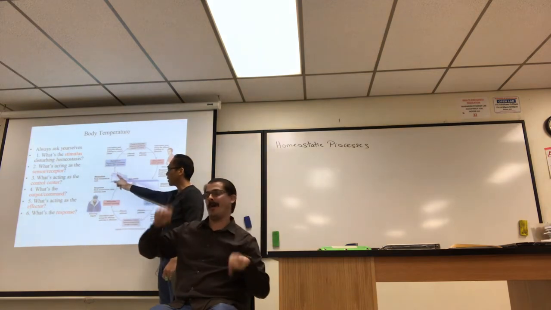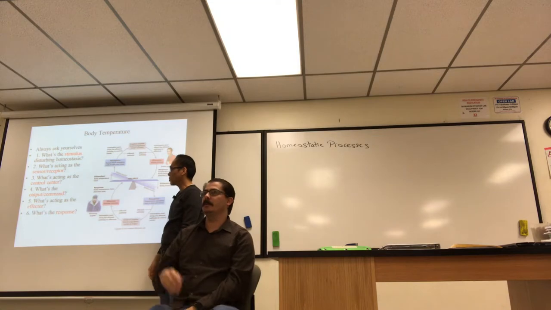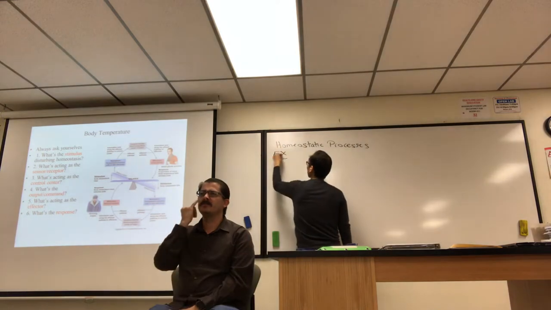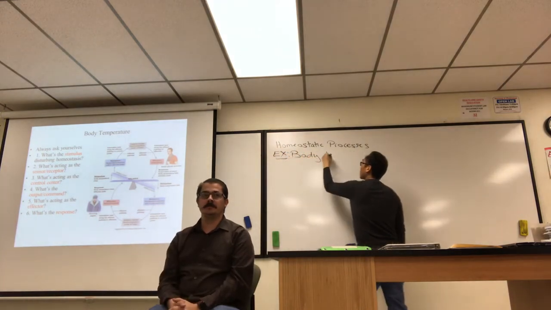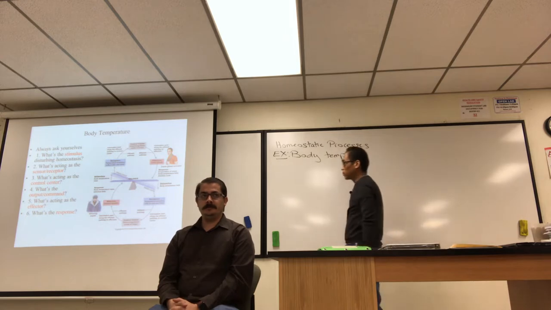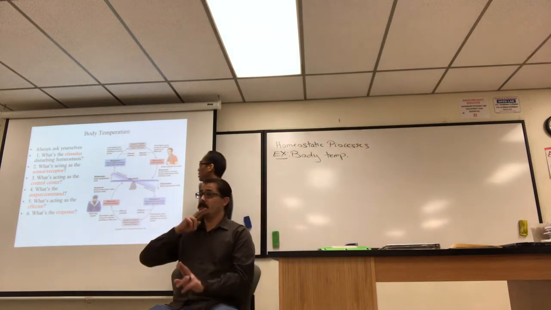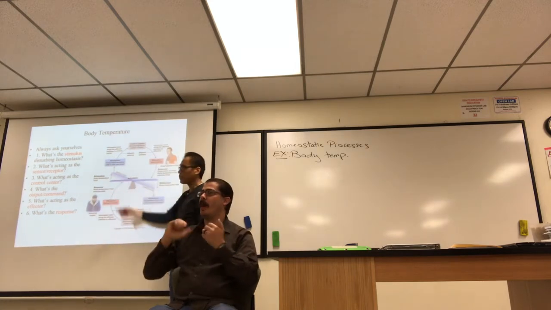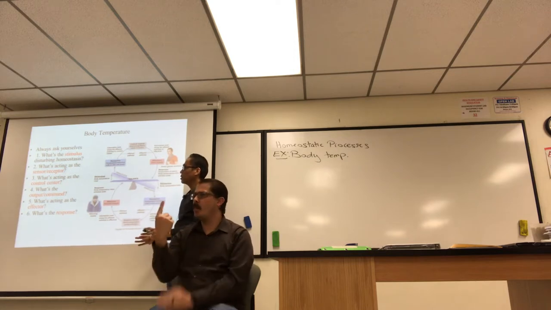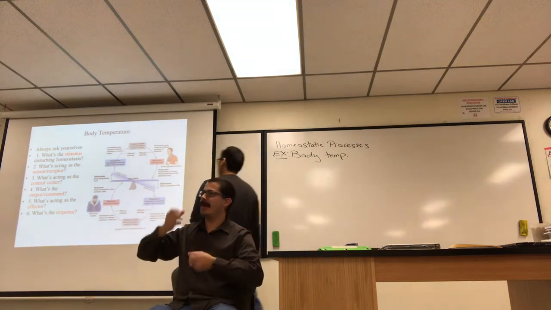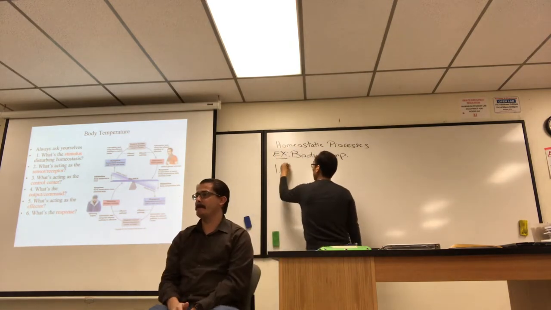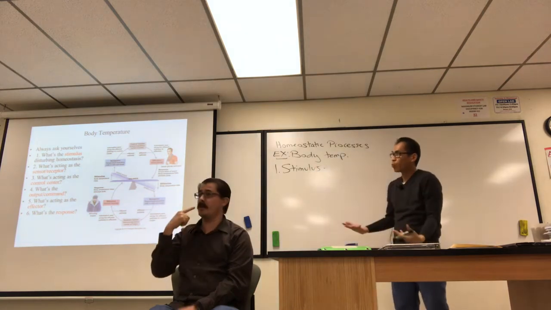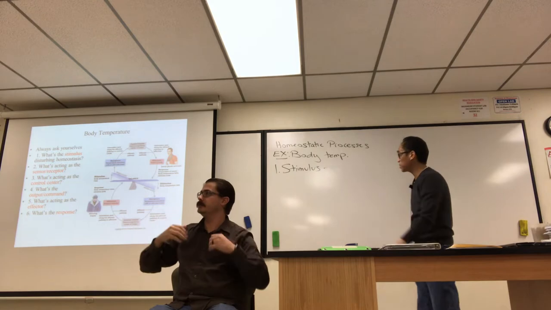So let's do this imbalance. Let's say the imbalance of body temperature is too high. If it's too high, how does the body respond to lower it? Okay, so just go through the steps and ask yourself, number one, what's the disturbance? What's the stimulus that's disrupting or disturbing homeostasis? In this example, maybe you're working out, exercising, and body temperature increases.